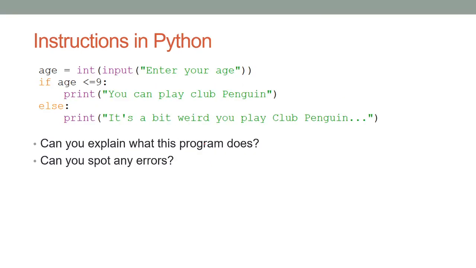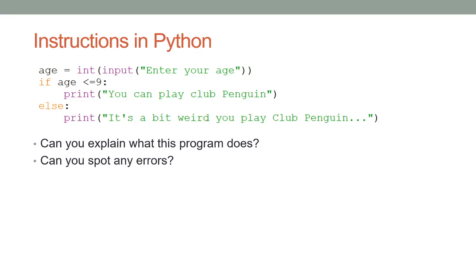Right, so here's instructions in Python. This is a program I've looked at before. You should be able at this point to look at this and think, what does it do? At least roughly, what does it do? So it asks for an age, and if the age is 9 or less, it will say you could play Club Penguin, and if not, it will say it's a bit weird you play Club Penguin if you're older than 9. Now, it's not as easy as English, but kind of building something, it'll be easier than what I'm about to show you in a minute.